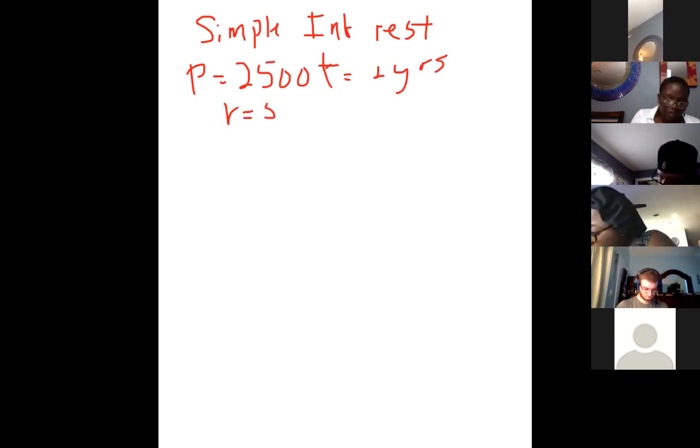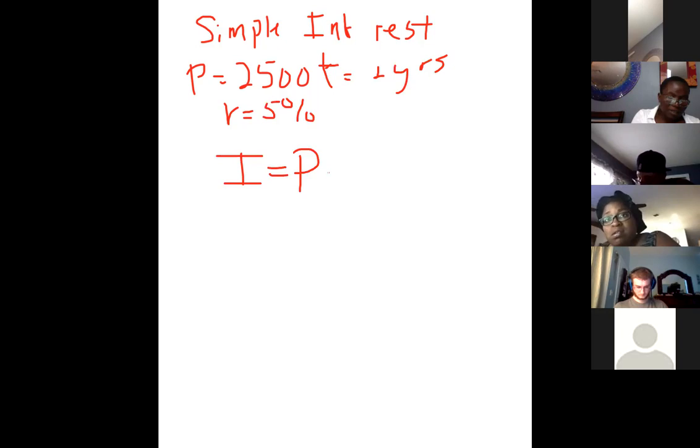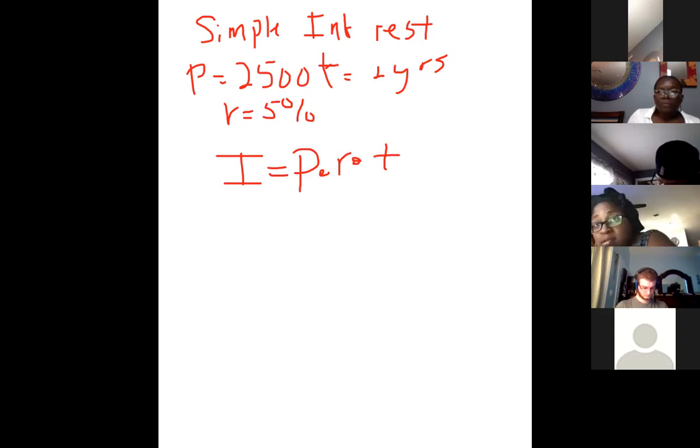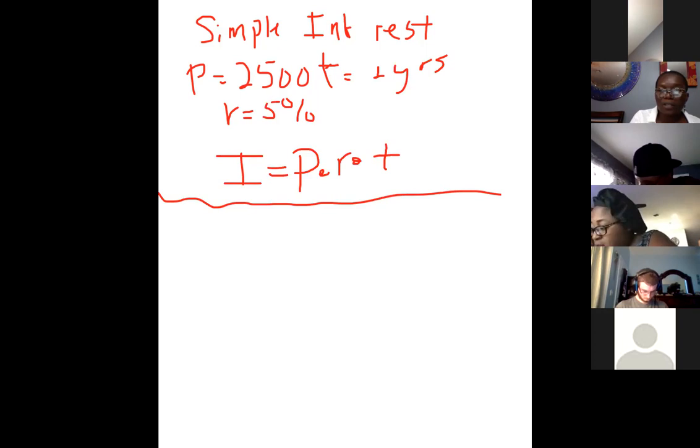Are you guys going to be okay with this one? Simple interest is I equals P times R times T. So PRT. The principal times the rate times the time. You guys are going to be okay with this one, right? All right. So let me go ahead and move on.